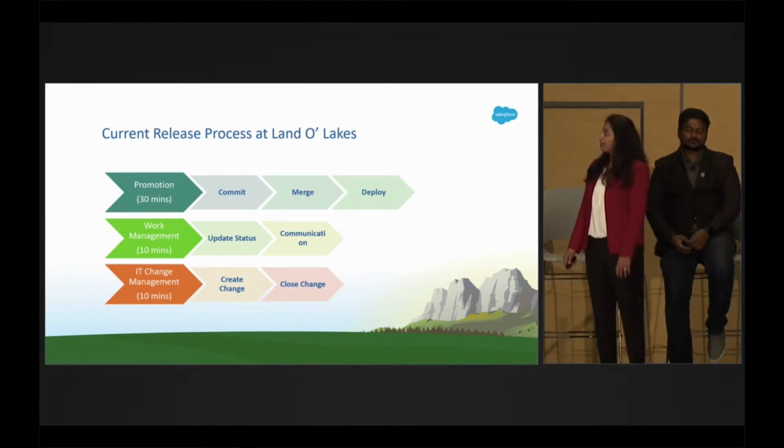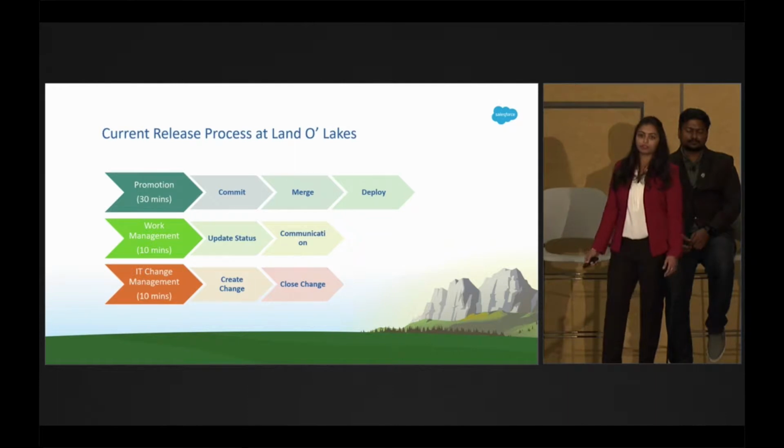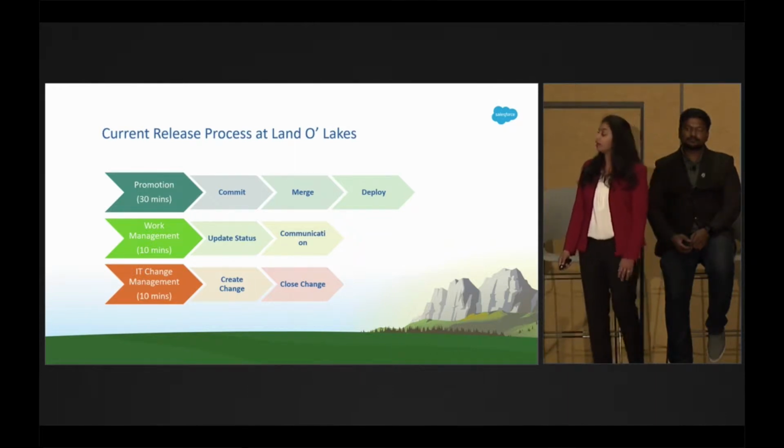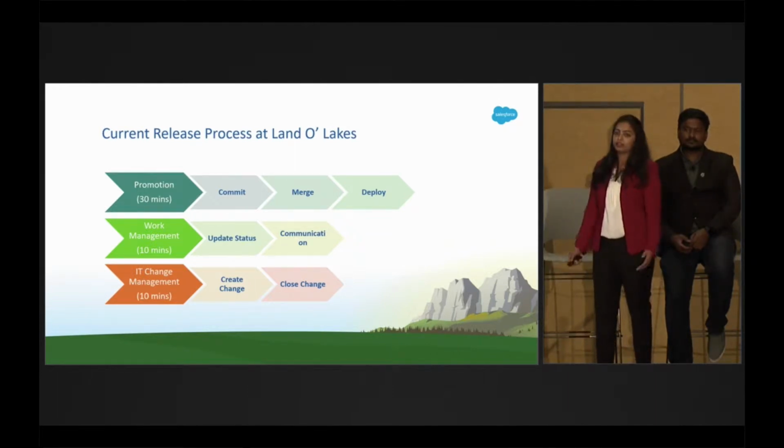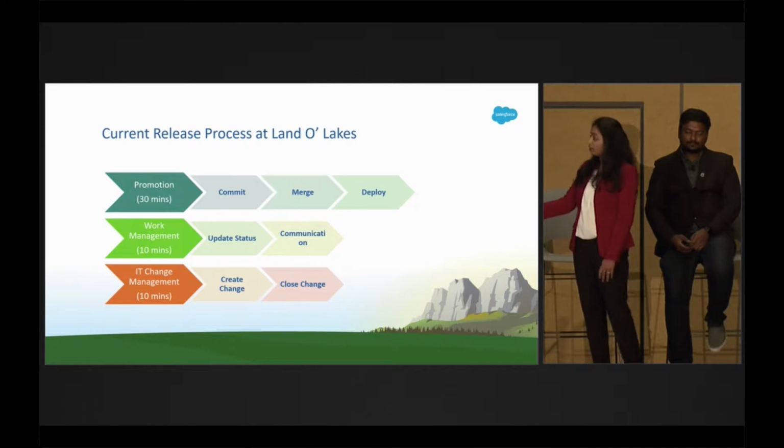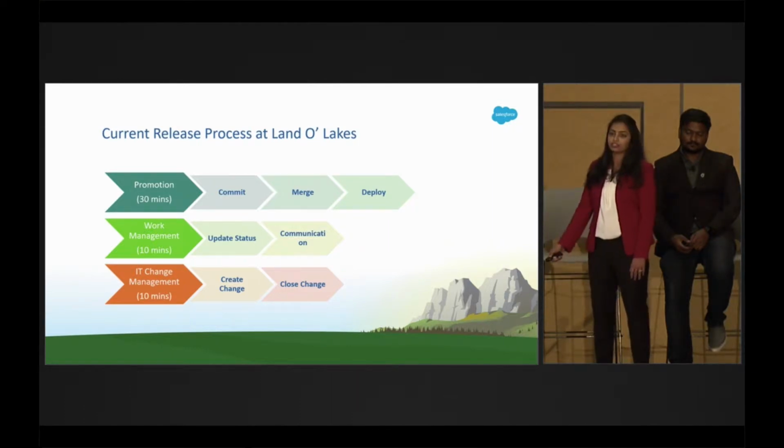Let's say we are good, we received an approval from the QA team, the UAT has accepted the feature, and what's the next step? Deploying to production. Is that the last step? No. So we have one more step to do, that is creating a change request in the IT change management.